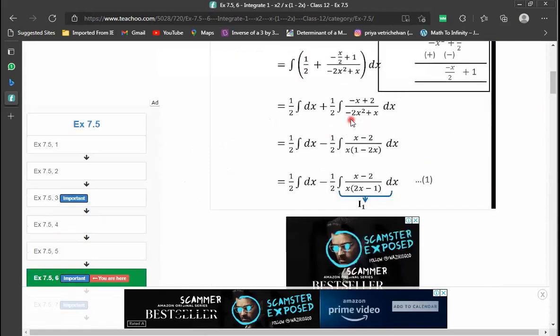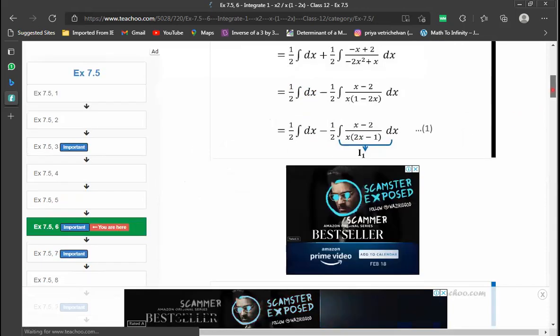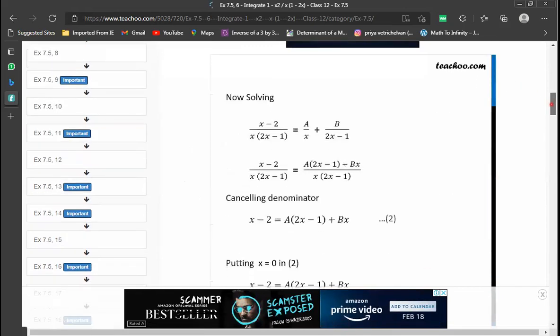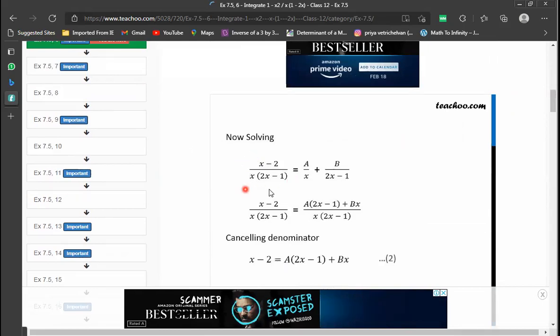So they're just taking minus 2x square plus x as x into 1 minus 2x again. So 1 by 2 integral 1. When you integrate 1 with respect to x, the answer would be x only. So it's x by 2. And for these, x minus 2 upon x into 2x minus 1.